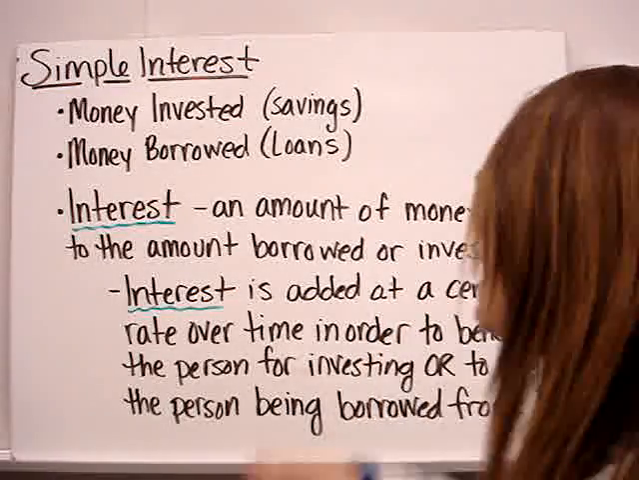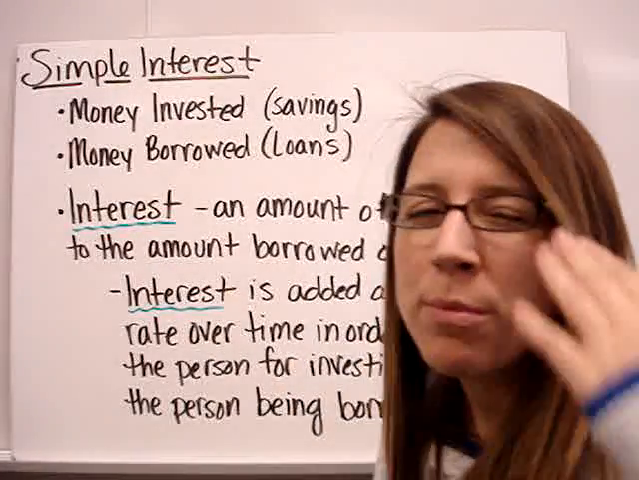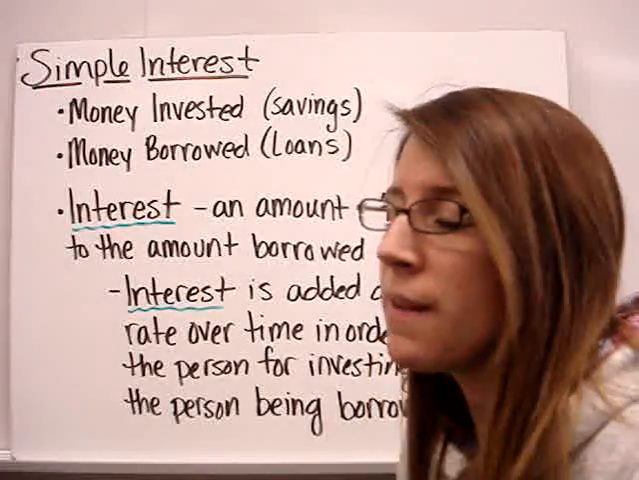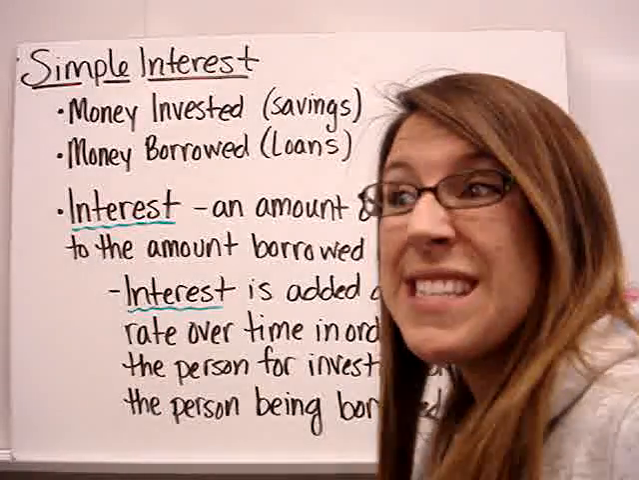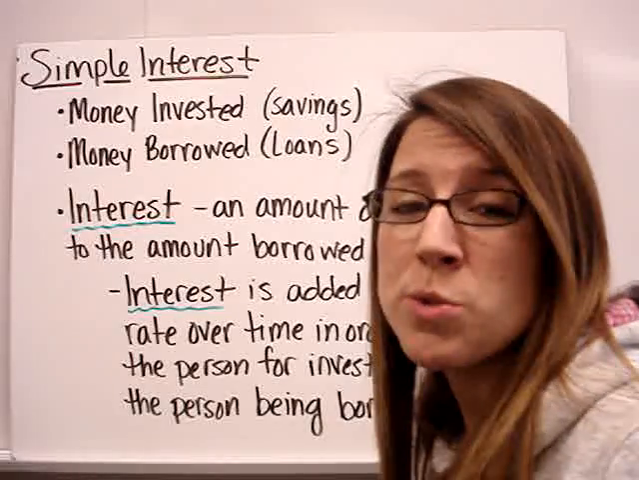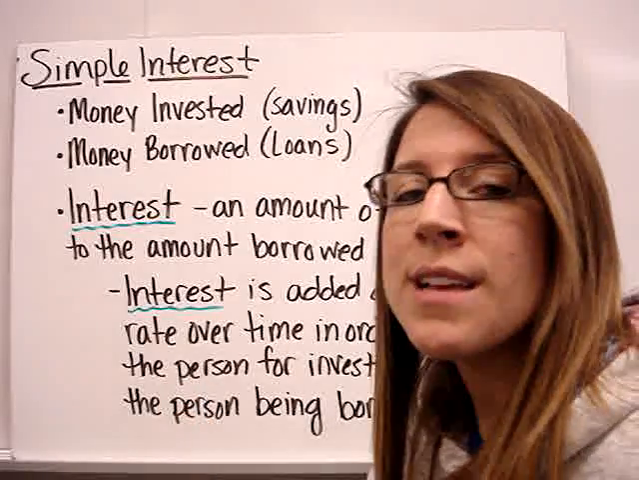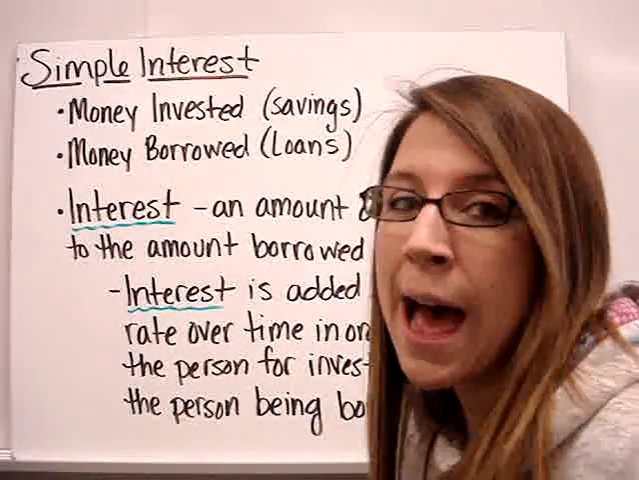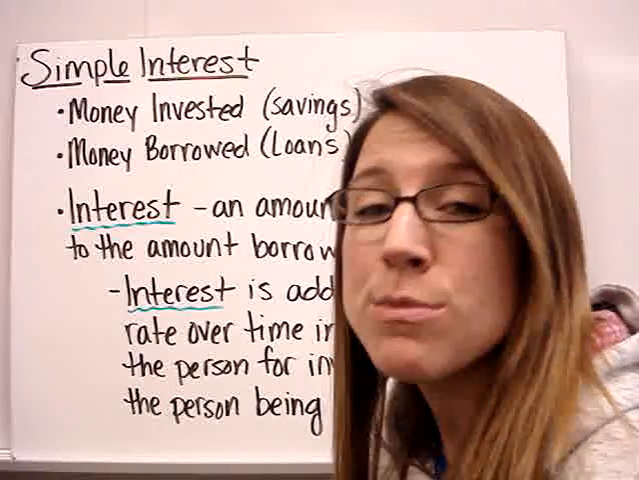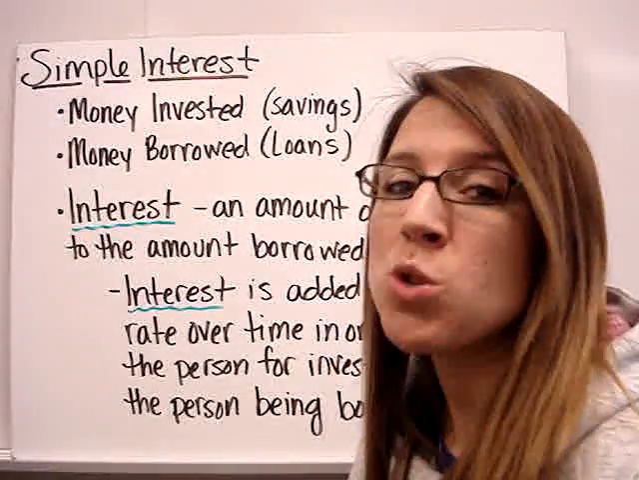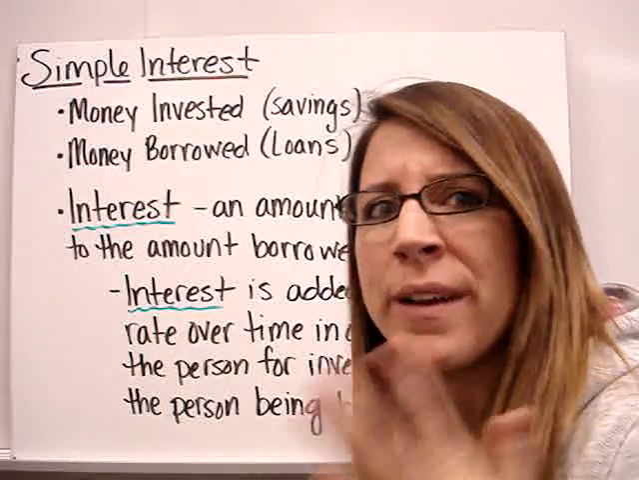Now, interest is an amount of money that is added to the amount borrowed or invested. This is something you're probably used to hearing, maybe just in casual conversation. But what happens is, when you invest money into a savings account, that money doesn't just sit in there as an amount of money. If you put $100 into a savings account, even if you never touch it again, the amount of money is going to increase because a simple interest rate is attached to that, and a percentage of that $100 that you put in is being added over time. So you're actually earning money. The bank is actually paying you for using that money. They're paying you for putting that money into a savings account and not touching it.